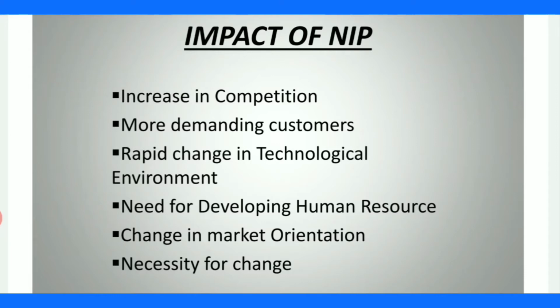Next is more demanding customer. Customer became more demanding because their literacy level increased, their consciousness level increased, their concern towards the quality increased, right? And competition level increased in the market. Due to all these factors, customer became more demanding. Now they start demanding the things as per their taste or preference. They used to tell their preference or taste to the manufacturer so that accordingly the manufacturer can produce the goods.